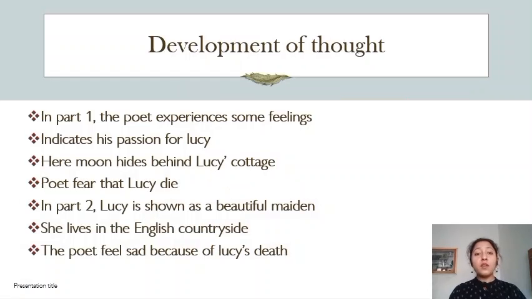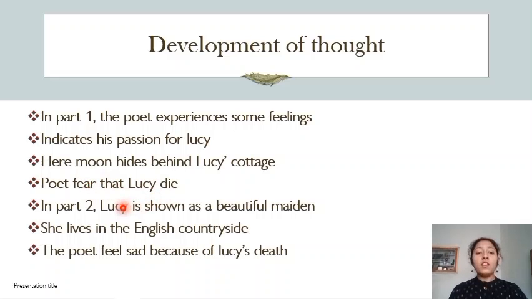Now we will discuss what is in the poem. As I have told you, this poem is divided into 5 parts. In the first part, the poet says that he experiences some strange feelings. Why is he feeling so strange? Because he feels that he is in love with Lucy. Here he goes on a horse to meet Lucy in her cottage. When he was about to reach Lucy's cottage, he saw that the moon was hiding behind it. So he becomes depressed and he feels that Lucy is going to die.